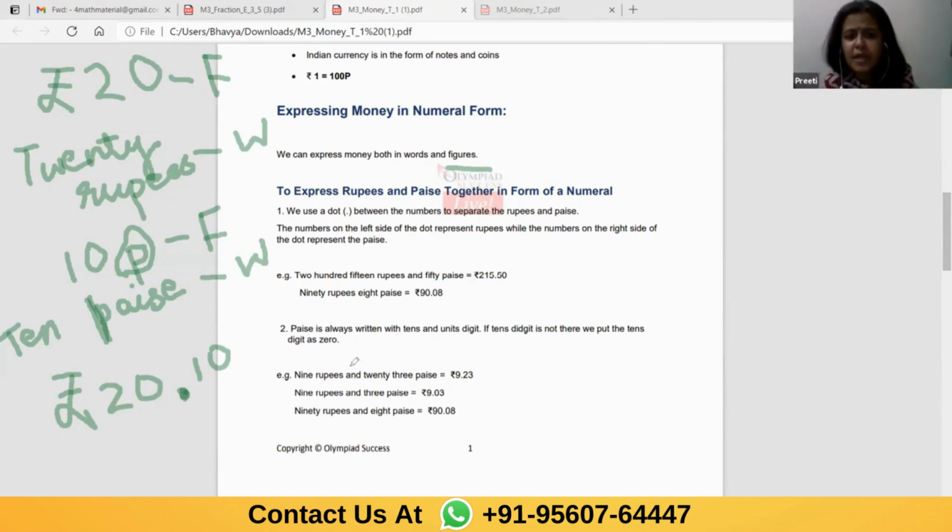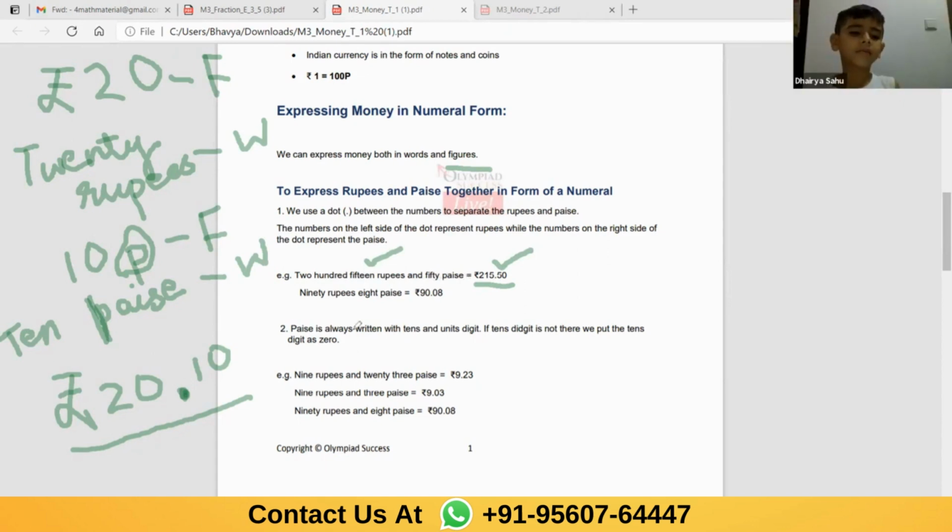Network issue. So this is how, children, we write 20 rupees 10 paise. See, look here. 215 rupees 50 paise. There is no symbol of P. When we combine rupee and paise, in place of writing P, we put this dot before paise. So 215 rupees, this is the figure form and this is the word form. So it is written as 215 rupees and 50 paise.